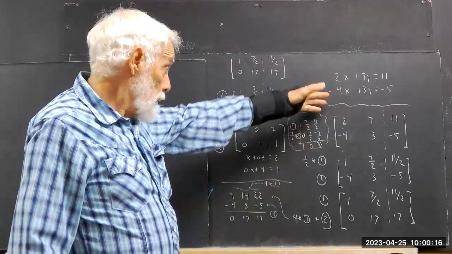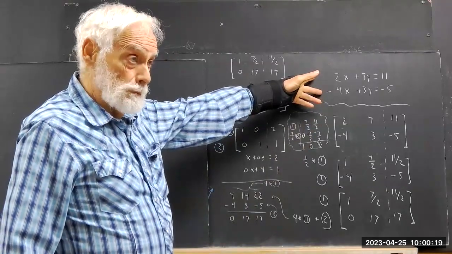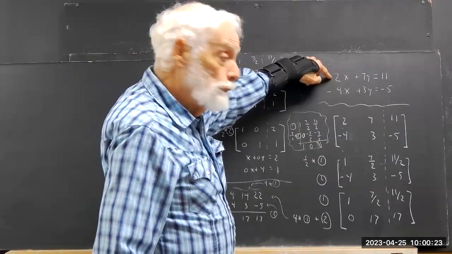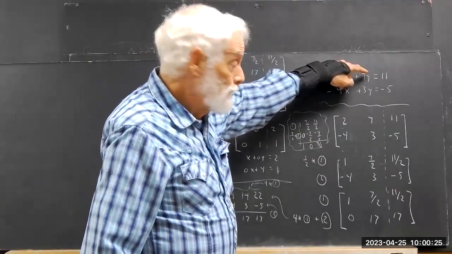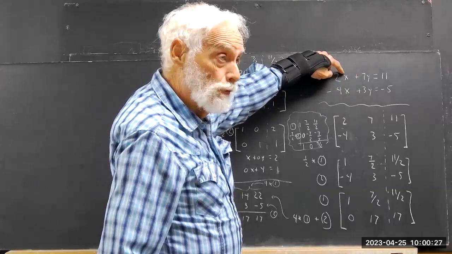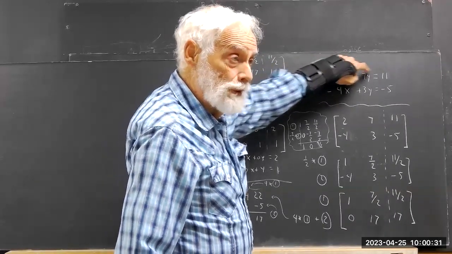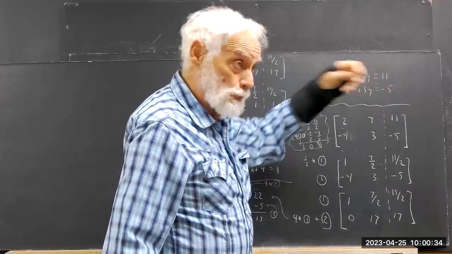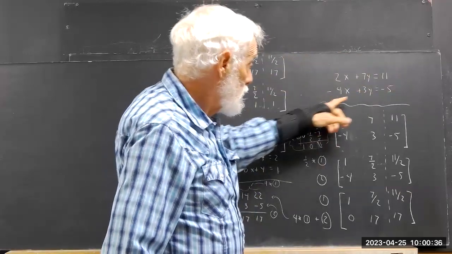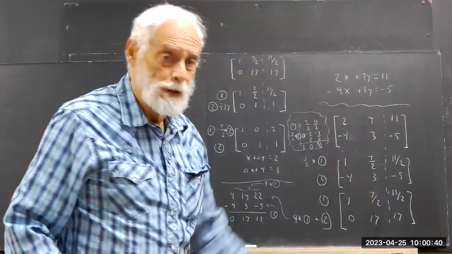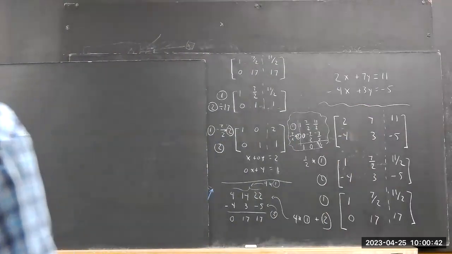Now let's check that back in our original equations. If you plug in x equals 2 and y equals 1, you get 2 times 2, which is 4, and 7 times 1, which is 7. 4 and 7 equals 11. It works. What do you get for the second equation? We'll write out the second equation, do the arithmetic, and verify it.